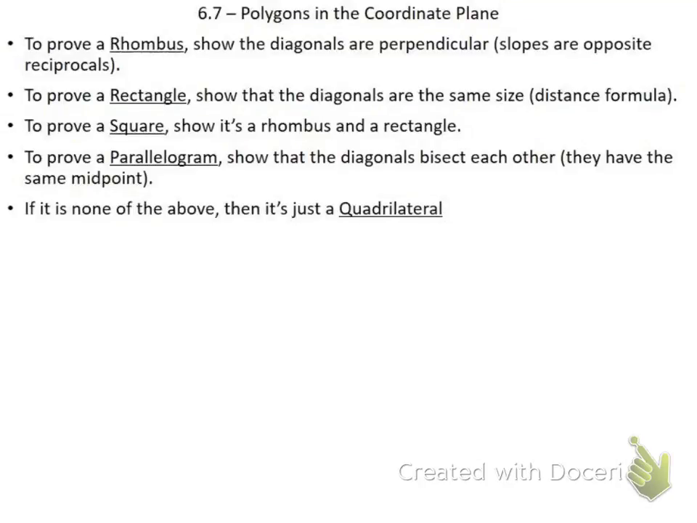Today we'll be putting everything together, talking about finding the most specific way to name a shape, but doing it on an actual graph now. To prove that the shape is a rhombus, we're going to show that the diagonals are perpendicular. So we have to find the slopes, and they have to be opposite reciprocals: same number, different signs, and flipped over versions of each other.